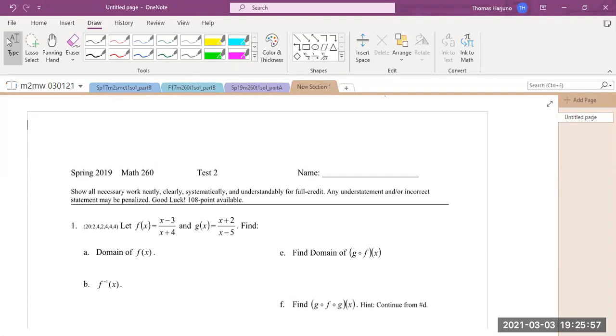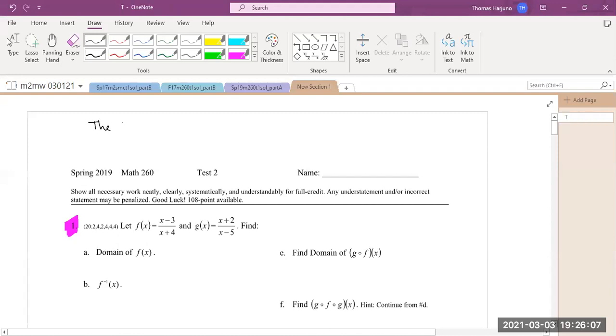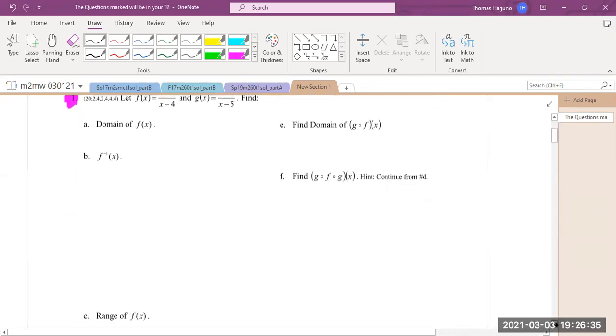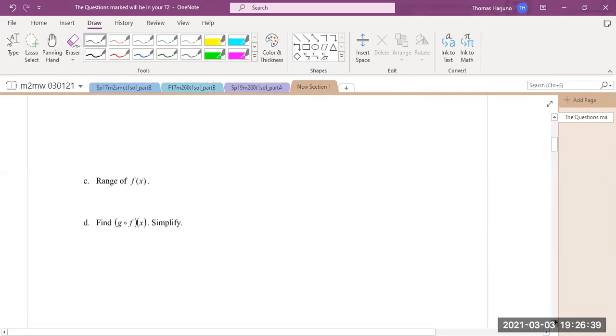In fact, I can circle the ones you will see in your test 2. Maybe I mark it this way. The questions marked using that purple highlight will be in your test 2 instead of your test 1. So the ones I marked in purple will be in your test 2. Composition of functions is the beginning of your test 2.